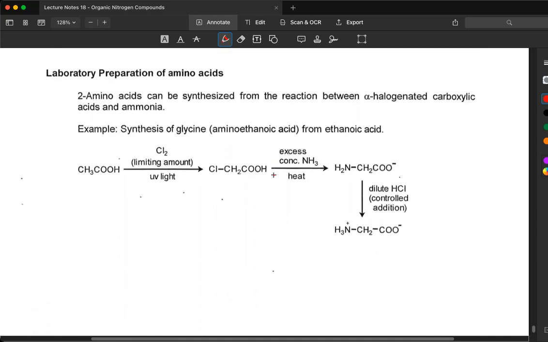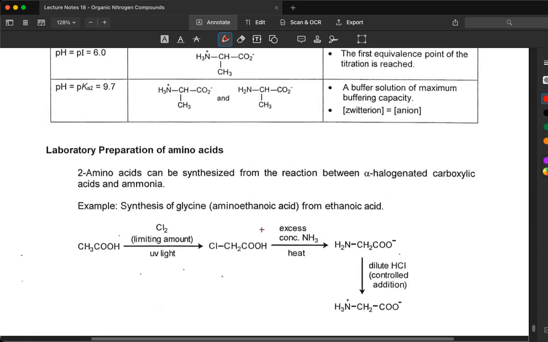And this is just a synthesis which you can read yourself to form the amino acid.